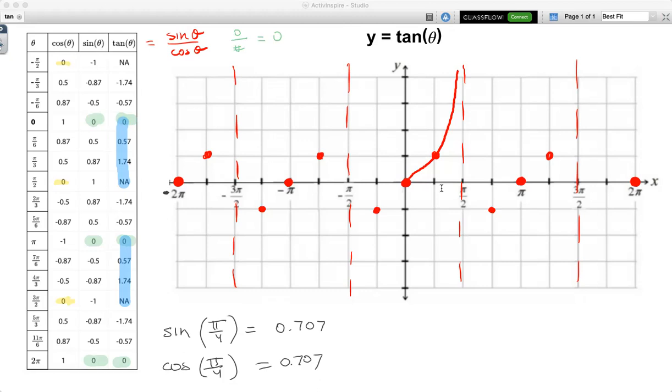I can tell automatically looking at my table that this is happening at a bunch of different points, or different angles. But specifically, because I'm focusing here on between negative pi over 2 and positive pi over 2, I notice that my function is going to be negative between negative pi over 2 and 0. So because my function is negative there, I can go ahead and draw the rest of my graph. Notice that it's decreasing here.